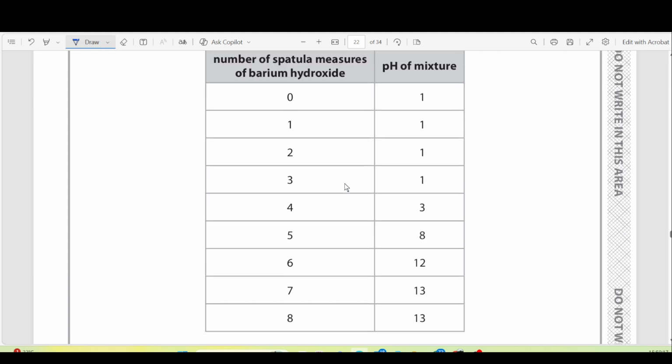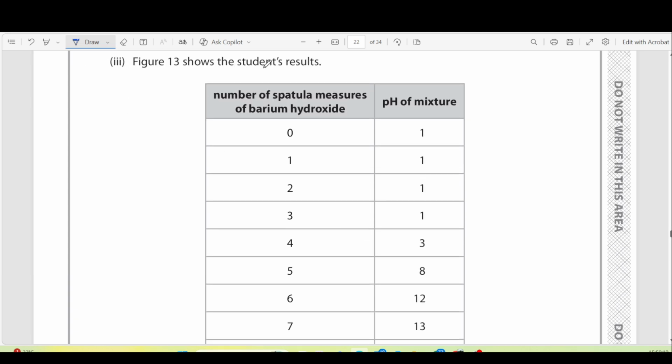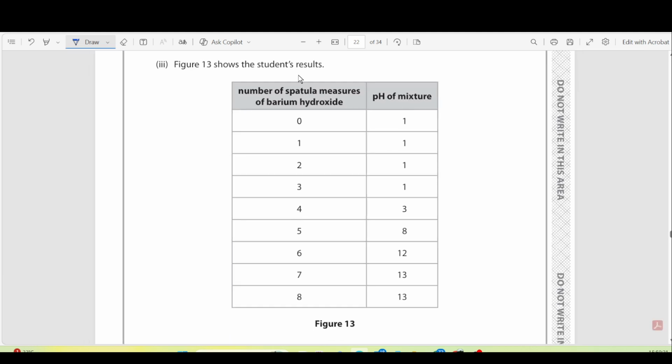Let's go to question number 3. Figure 13 shows the student's results. This is showing the number of spatula measures of barium hydroxide, and this is showing the pH of the mixture. So when no barium hydroxide was added, the pH was 1. And as we increase the number of spatulas of barium hydroxide added, the pH is increasing, right?